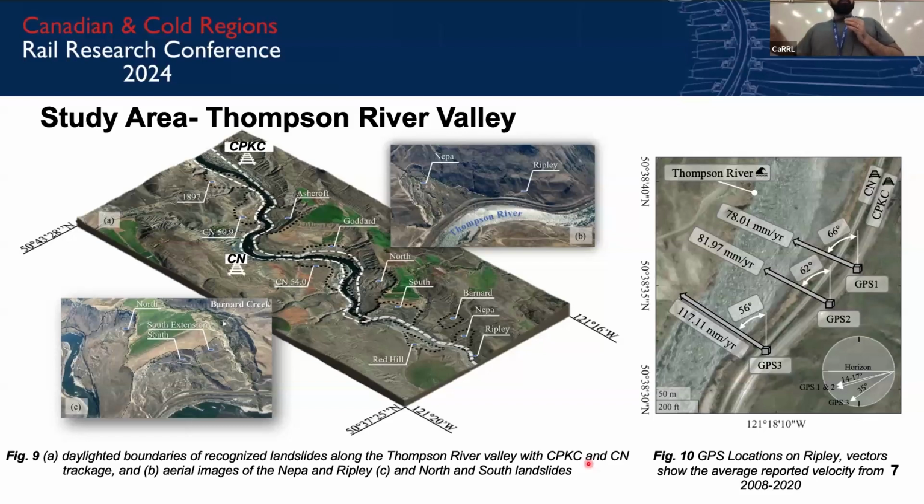For this study, we looked at Ripley, which is one of the most heavily instrumented landslides. And luckily, there are 3 GPS devices against which we could very accurately compare our results, in terms of the direction and the magnitude of velocities that these GPS devices are reporting.